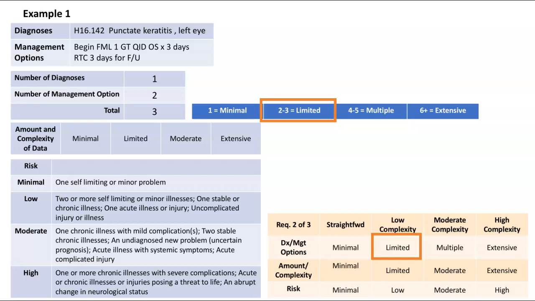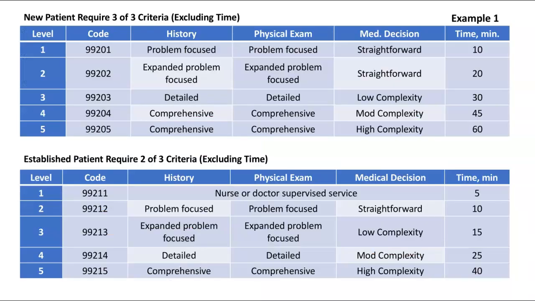Then if we go all the way down to risk, you can see the risk is 1 acute illness or injury. This was low risk. So we have limited and low. The entire thing here comes down to low complexity. We are not doing the amount and complexity of data review, because that would be minimal. We didn't really review much data here, but you only grade the MDM on 2. So even if this happened to be extensive complexity, you'd still only get low, because 2 of the 3 components are in low. So with that, we have low complexity for medical decision making.